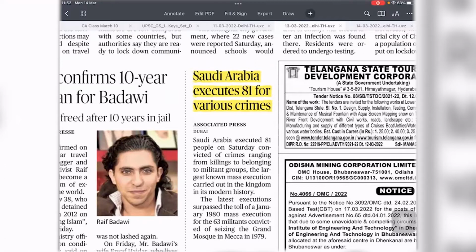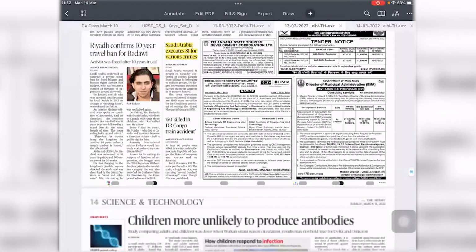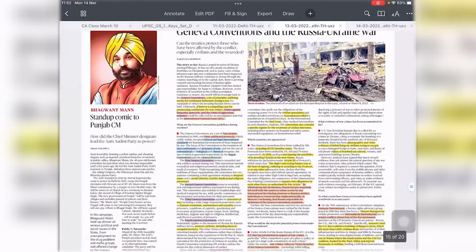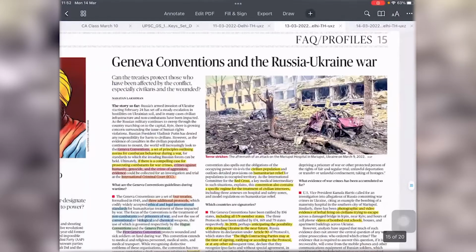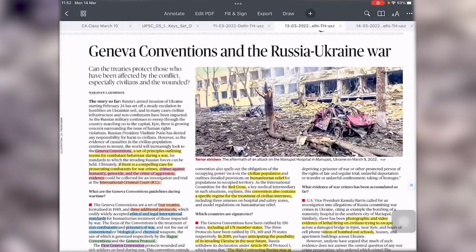Okay. And it is also a tension between Saudi Arabia and Iran. Some of the people who are executed are from Shia communities, Shiite Muslims. So automatically the tensions between Saudi and Iran will flare up. Next, he is trying to make you do a PhD on Geneva Conventions, but basic details are more than enough. The prelims question is, Geneva Convention was in the news related to, or is India a member of Geneva Convention? Next.